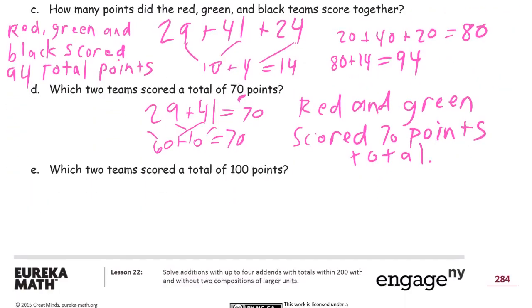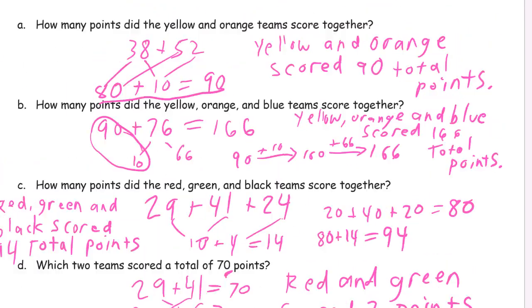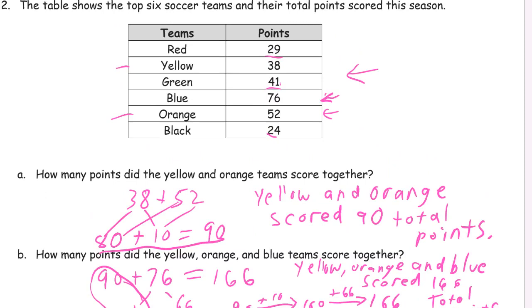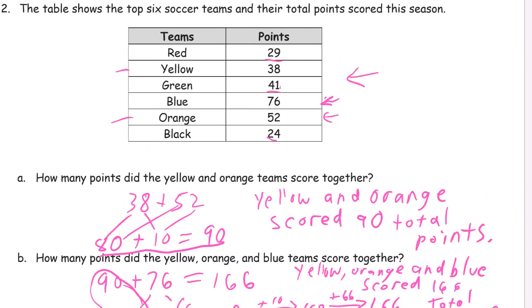There. Which two teams scored a total of 100 points? All right, so we're going to use kind of the same strategy here, but we need two large numbers, right, to add up to 100. So let's look at two of the larger numbers. If we try to get blue and orange together, that's 70 and 50. That's going to be more than 100. So those two won't go together.